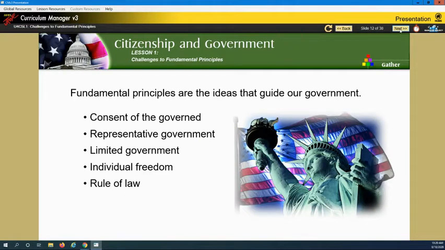Why are fundamental principles? Fundamental principles are the ideas that guide our government. They work at the consent of the governed. That's the consent of the people. Representative government, they represent the people. Limited government, individual freedom, and the rule of law. The thing we've got to remember about our government is they work for us, we the people. We elect these people, and we expect them to go to Washington, D.C. and make decisions based on what is good for the people.